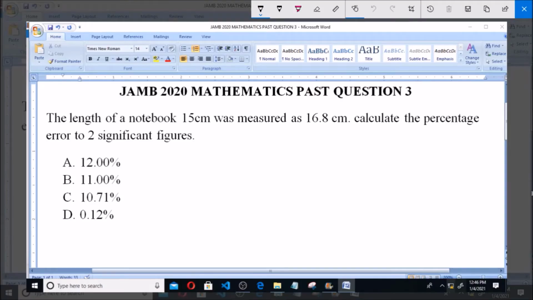I will be answering JAMB 2020 Mathematics Past Question 3. The length of a notebook, 15 cm, was measured as 16.8 cm. Calculate the percentage error to two significant figures. A. 12%, B. 11%, C. 10.71%, and D. 0.12%.